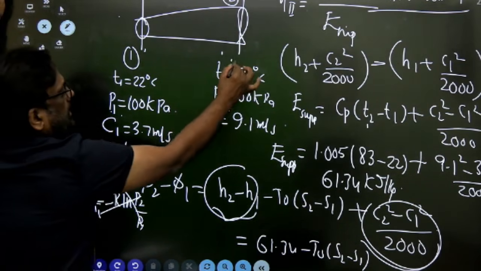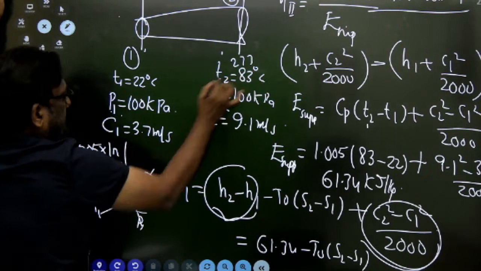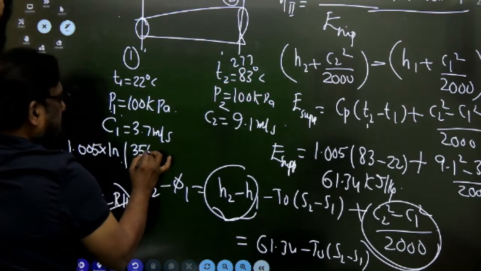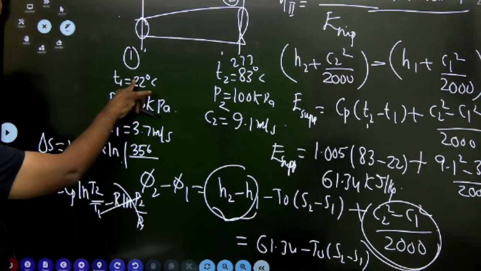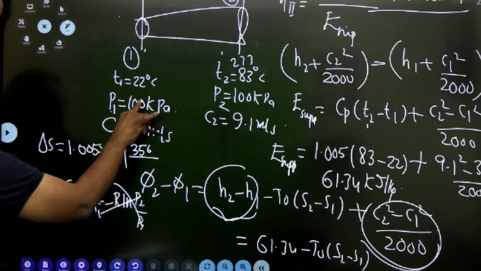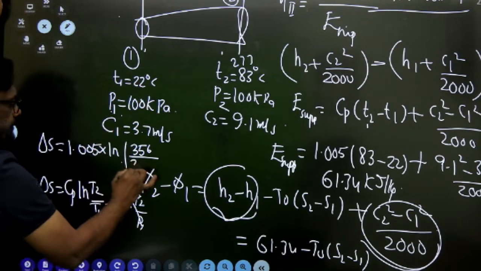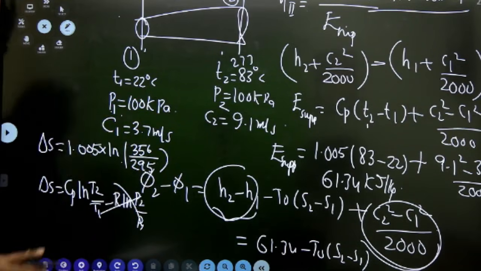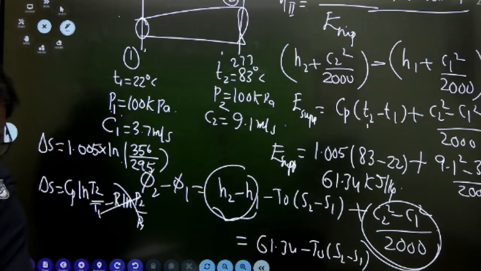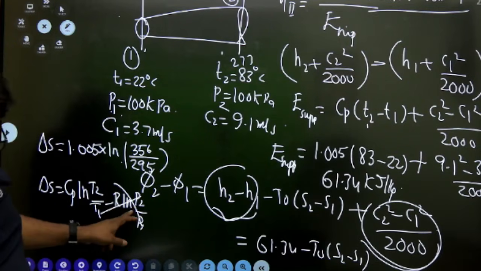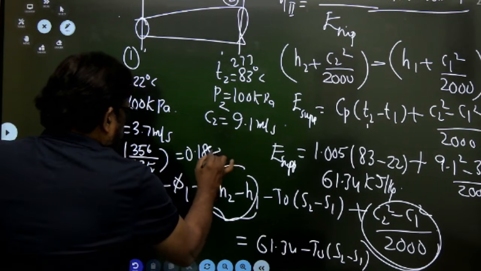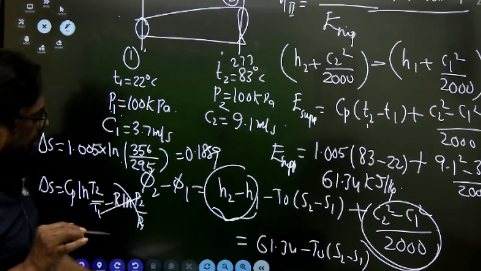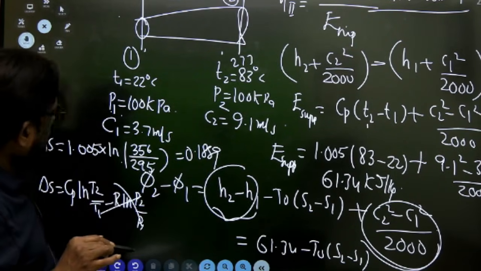It should be in Kelvin. T2 को Kelvin में convert करना, 273 add करो, 356 I think. Divided by T1. What is T1? 273 plus 22, 295. Correct. So this is 0.1889. ठीक है सर.